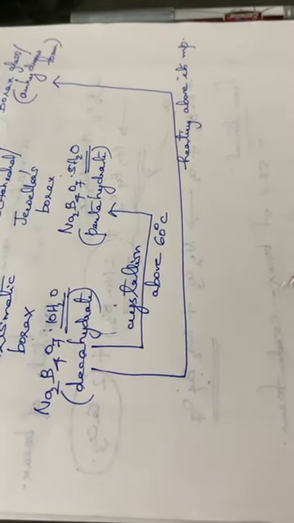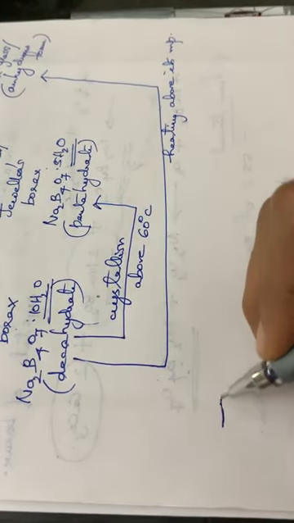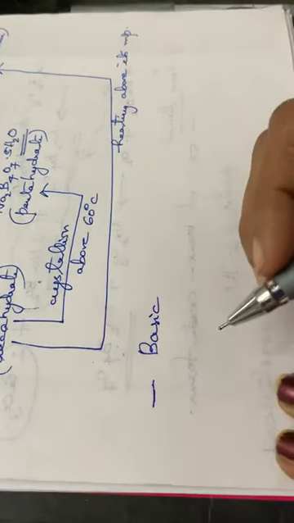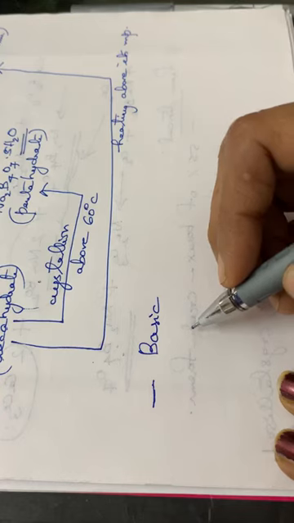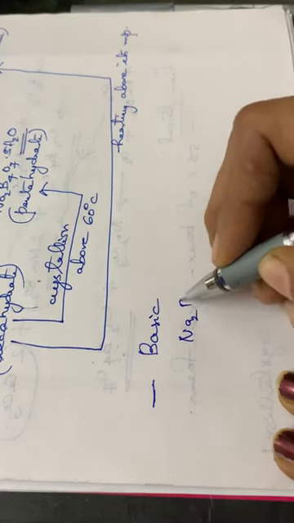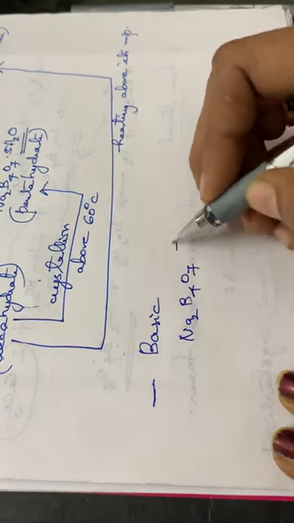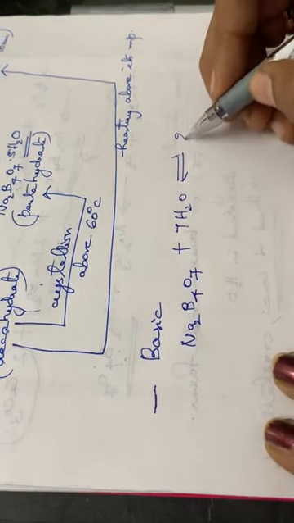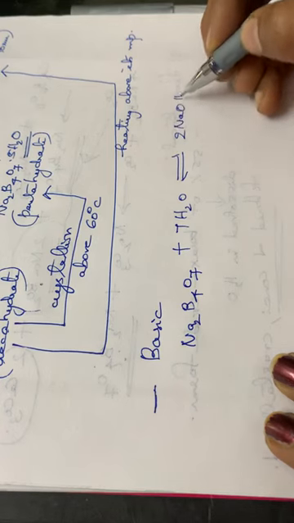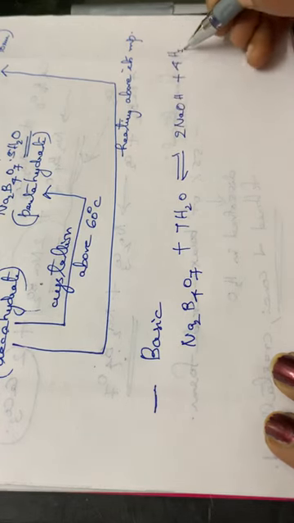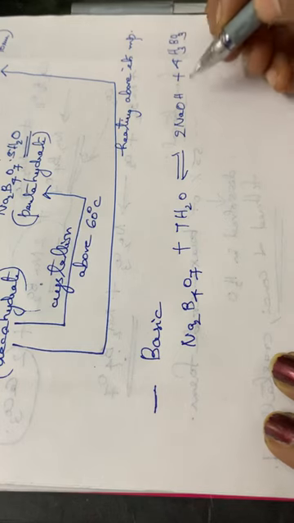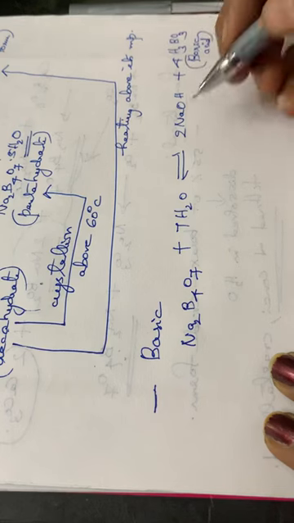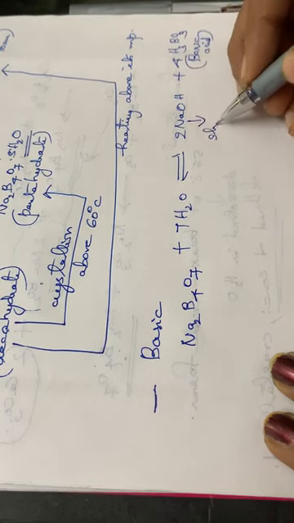Then the next one is the basic nature. Normally borax is basic in nature, that is, it has an alkaline nature, and it also undergoes hydrolysis. Na2B4O7 plus 7H2O, while dissolving in water, forms 2NaOH plus 4H3BO3, sodium hydroxide and boric acid. See, NaOH is a strong alkali, isn't it?